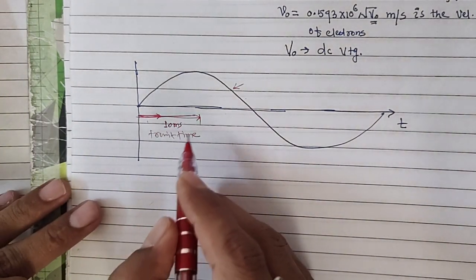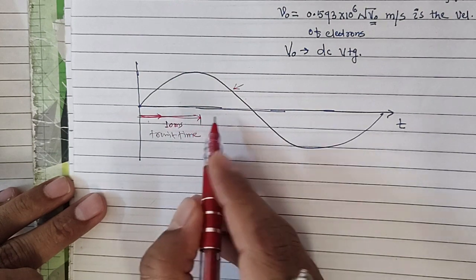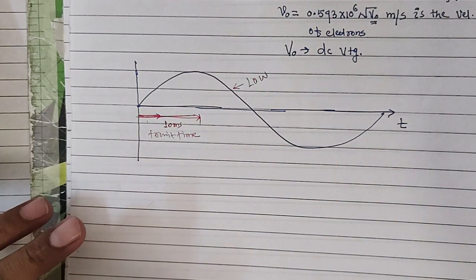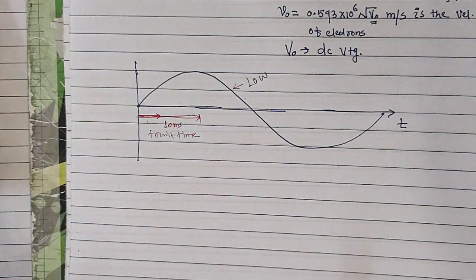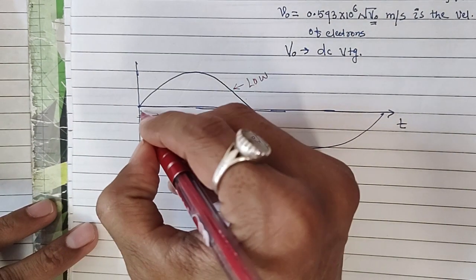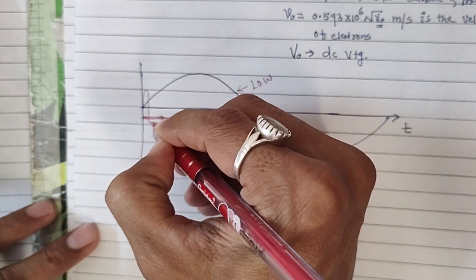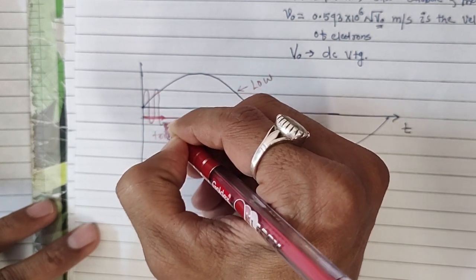Now let us assume you have increased operational frequency from very low value to very high value, let us say 1 gigahertz, 2 gigahertz, and so on. Because of high frequency, now the time period would be less. Something like this we have.